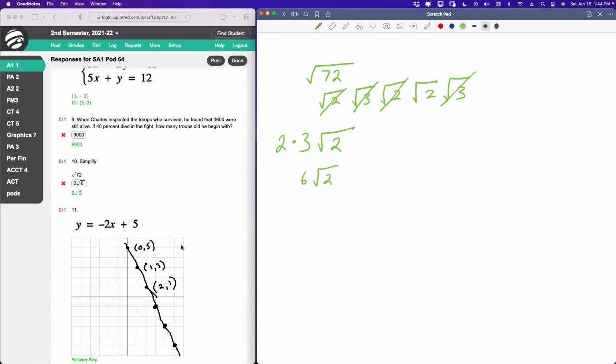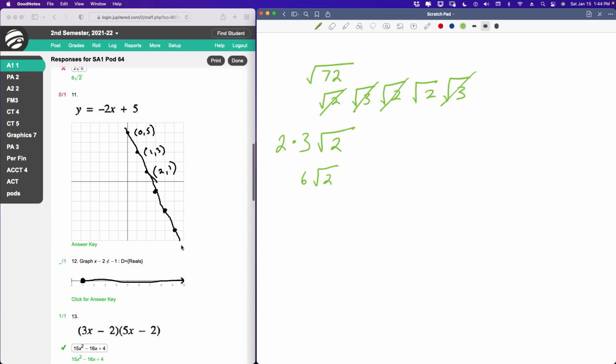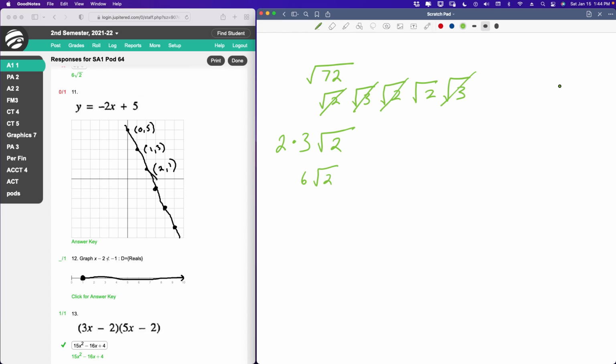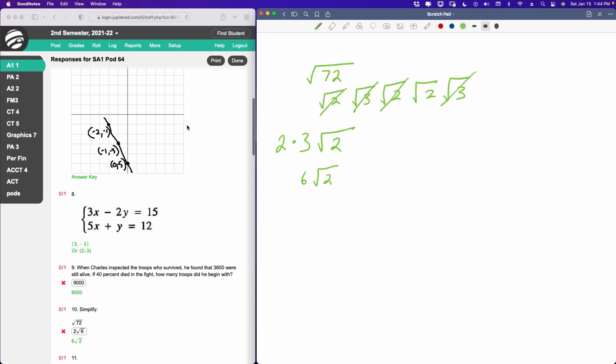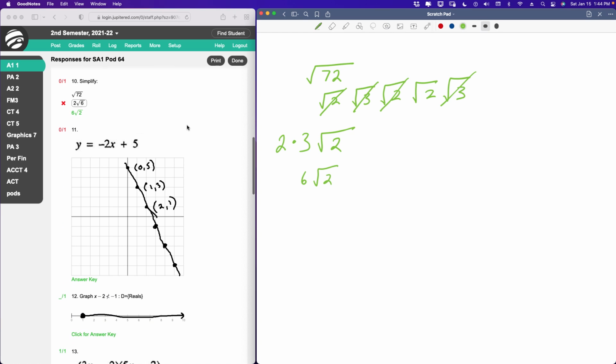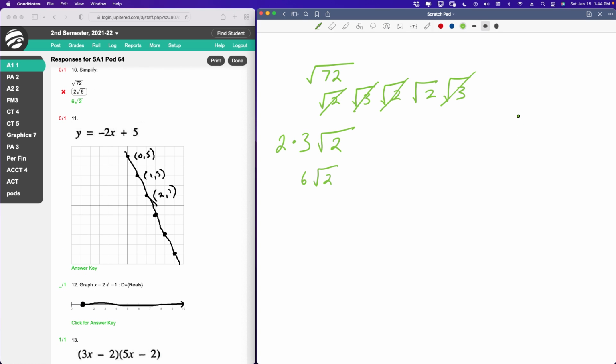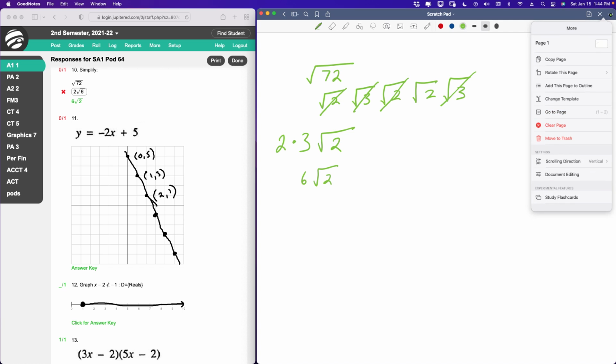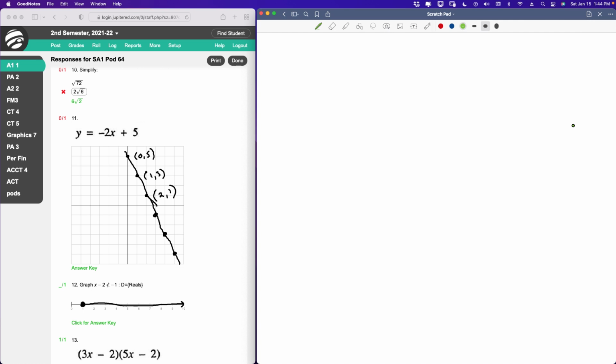Moving on. Number 11. Very similar problem to what we did before. Negative 2x minus 5. This is negative 2x plus 5. Let me clear this. And go down here.